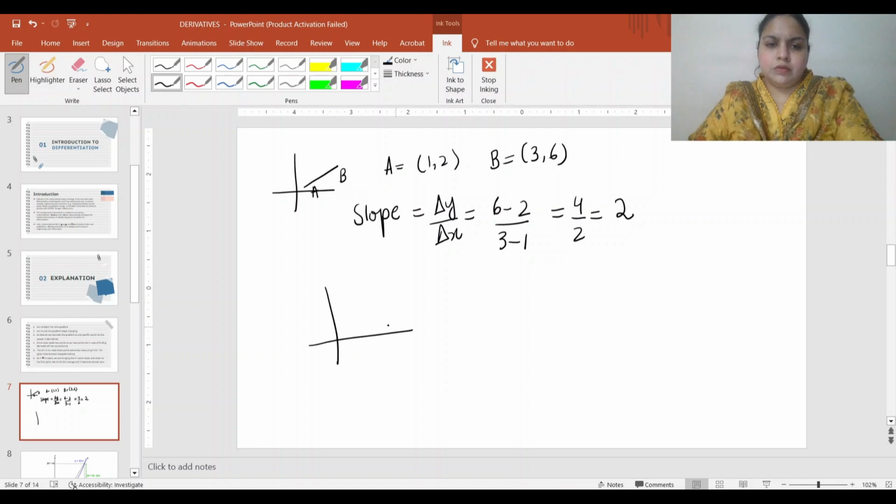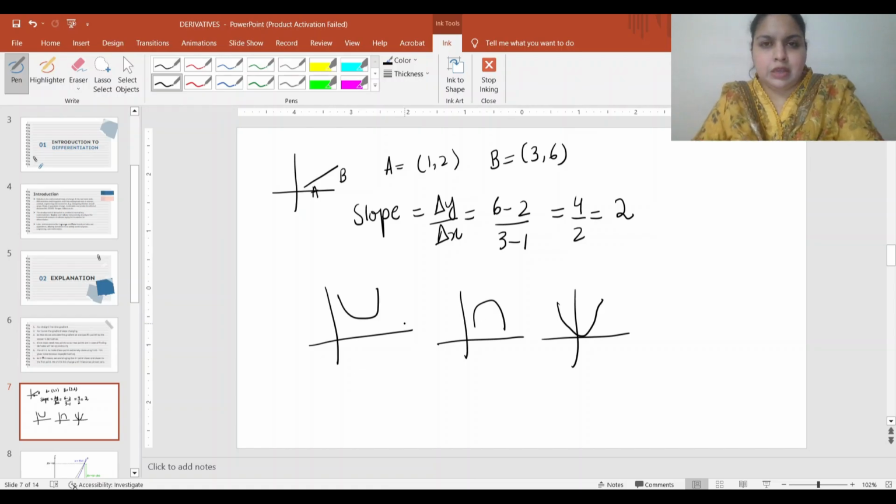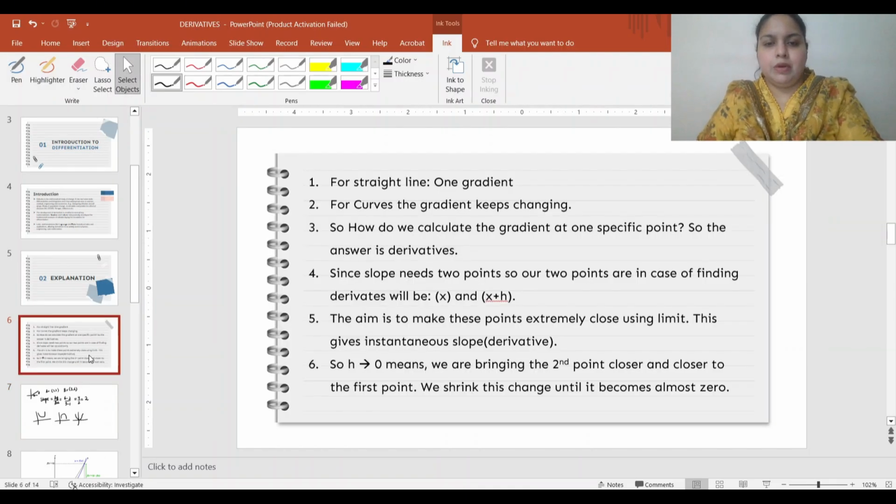What if I ask you to find the slope of this curve, or this curve, or this curve? You might be thinking where will we take 2 points, because this is a curve, not a straight line. In such cases, we take the help of derivatives. Since slope needs 2 points, our 2 points in the case of finding derivatives will be x and x plus h.